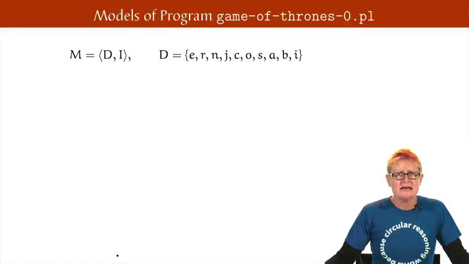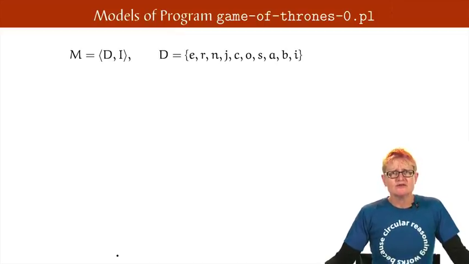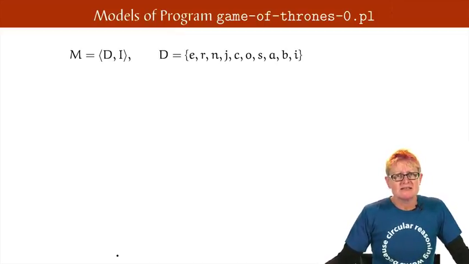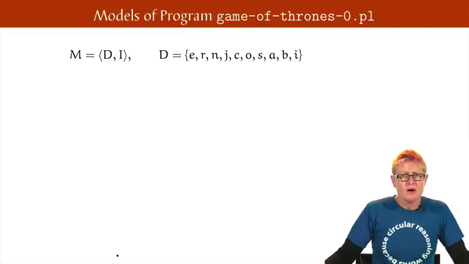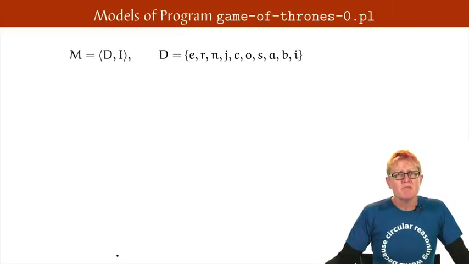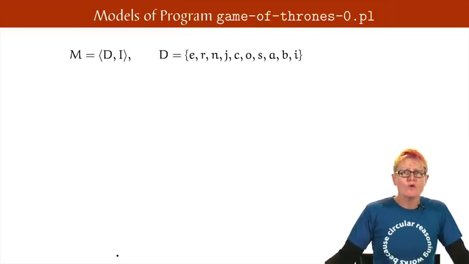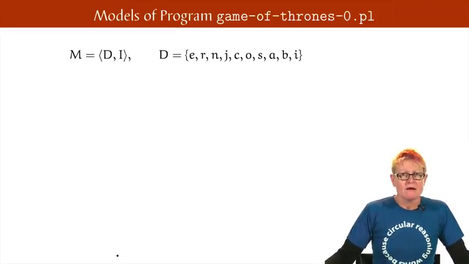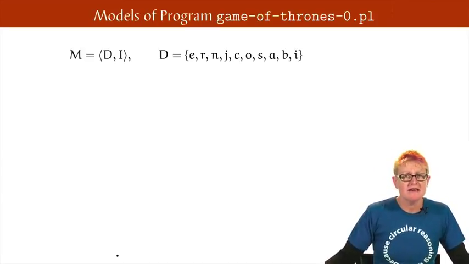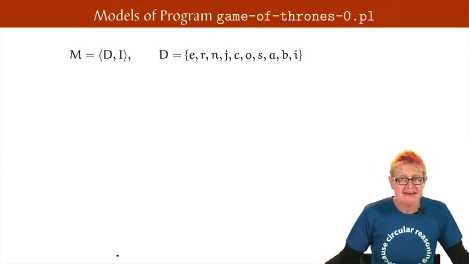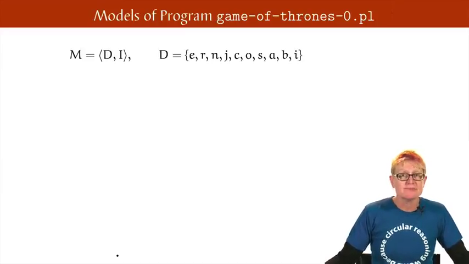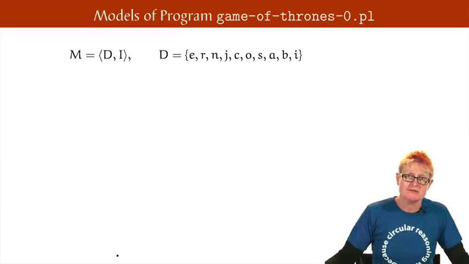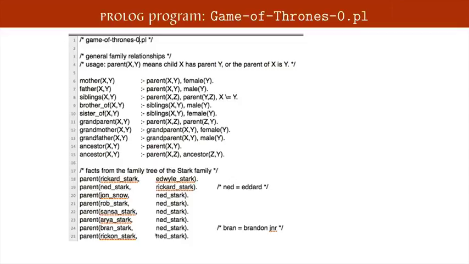Now, before seeing a bunch of example queries to this logic program, yielding some of its logical consequences, we pause first to consider the models which make true all the program clause formulas for this logic program. The smallest such model has 10 objects in the domain, using the one-character standard names as shown corresponding to the 10 named persons in the logic program.